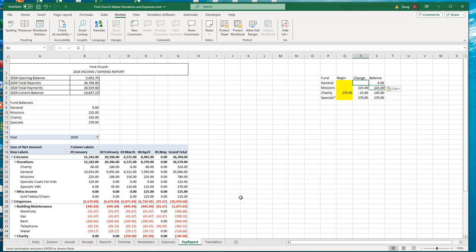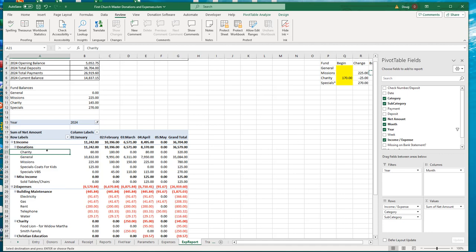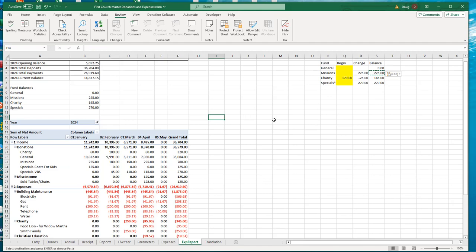So the way we're going to tackle that is to go back to our original understanding. The donation part of it, both the donation, the money coming in, and the money going out, is going to be everything that is not charity, not missions, and not specials. Everything else is general.